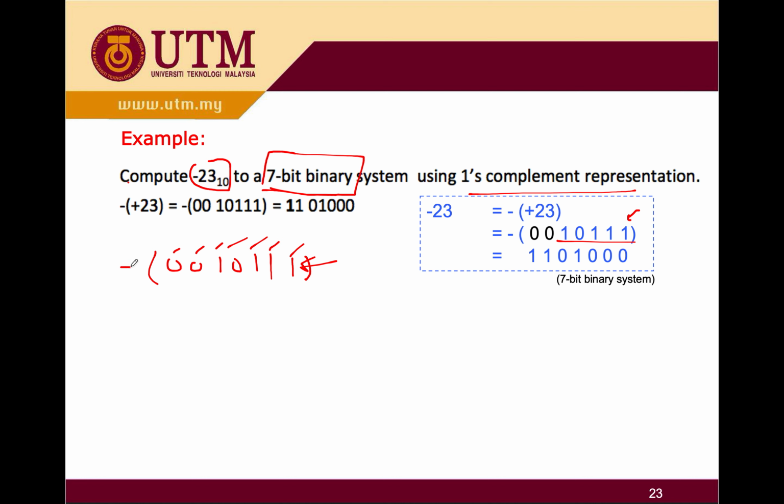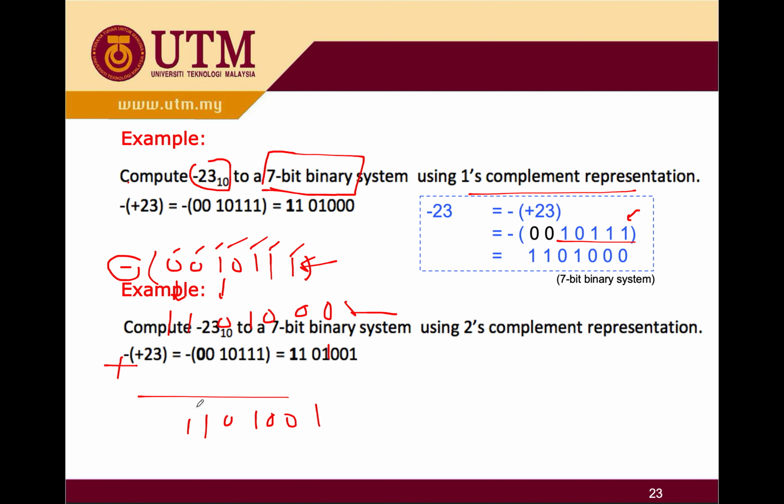And there is a negative in front. Because this is negative, you're going to apply the method. How are you going to apply? You just change 0 to 1, 1 to 0. So you get this answer for your 7-bit binary system for your first complement, and then you just add 1. You get the second complement. Easy peasy.